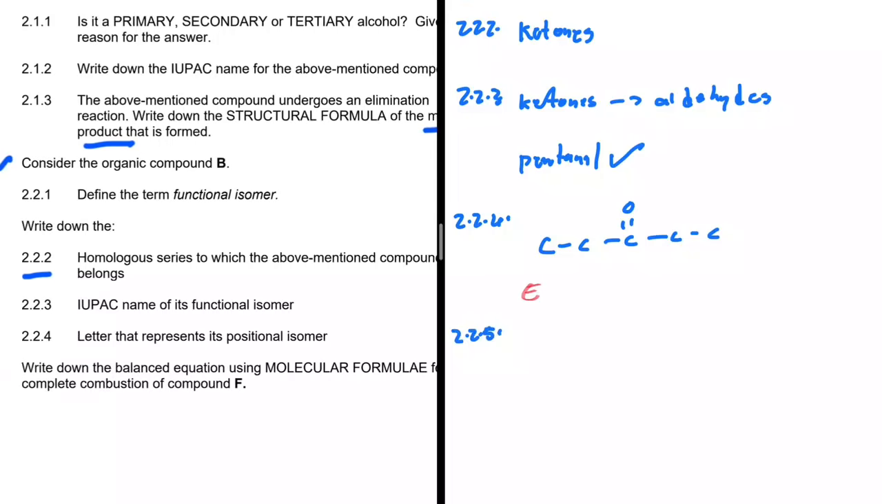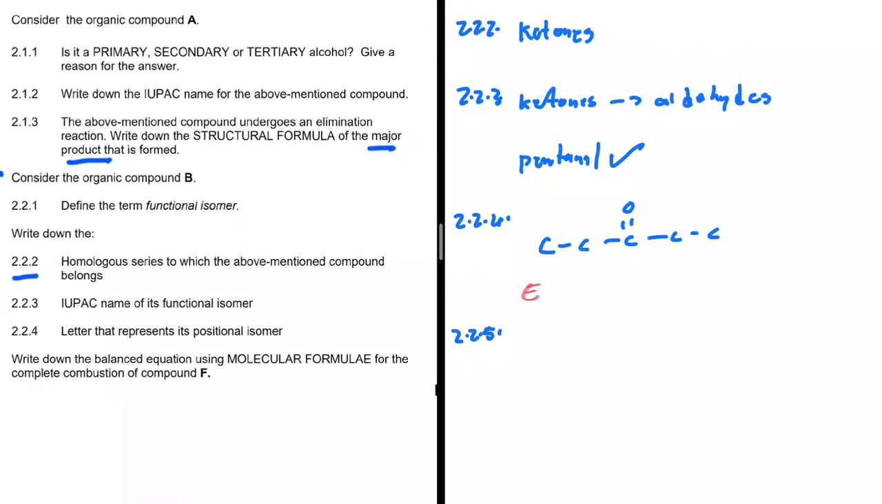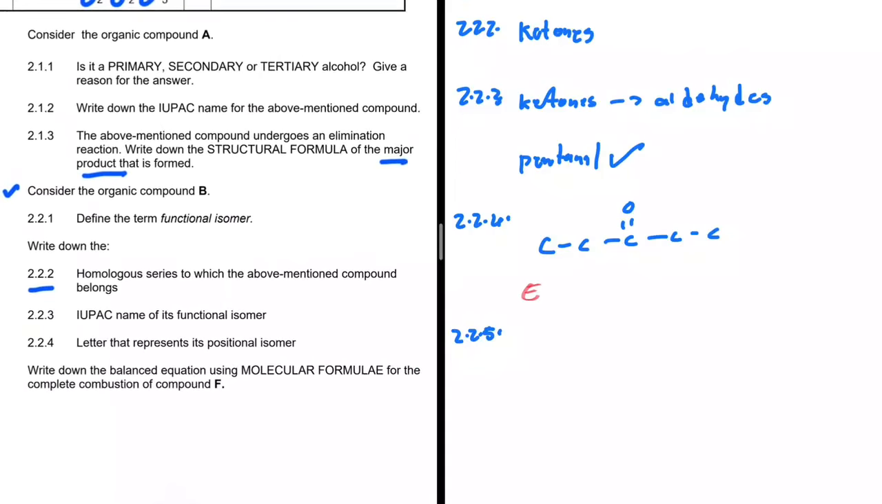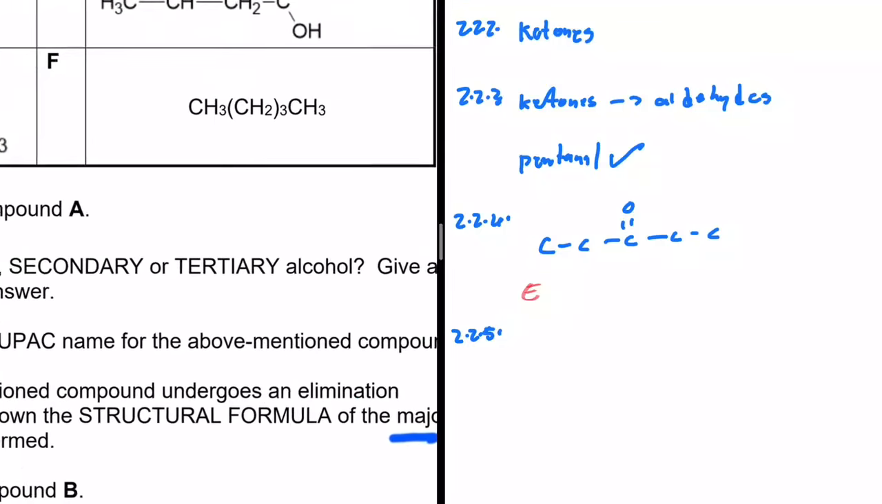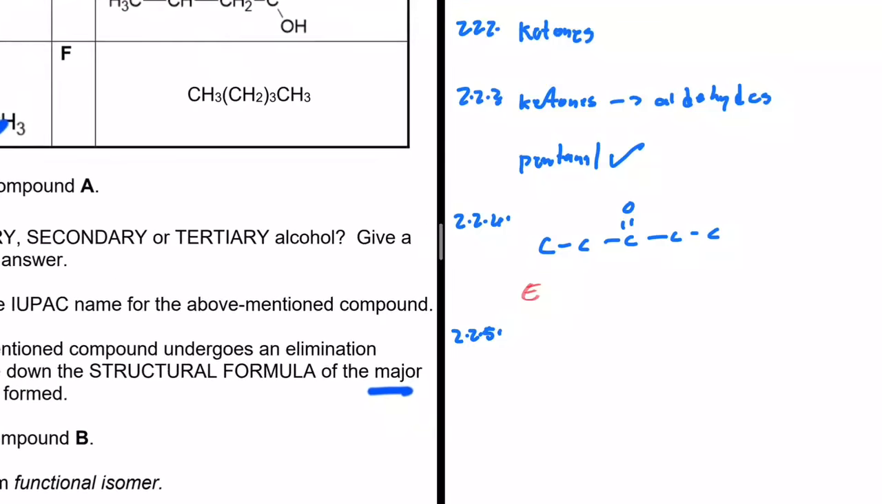Write down the balanced equation using molecular formula for the complete combustion of compound F. So let's take a look at compound F. Compound F is 1, 2, not 2 anymore, but actually 3. So we have 5 carbons in total.